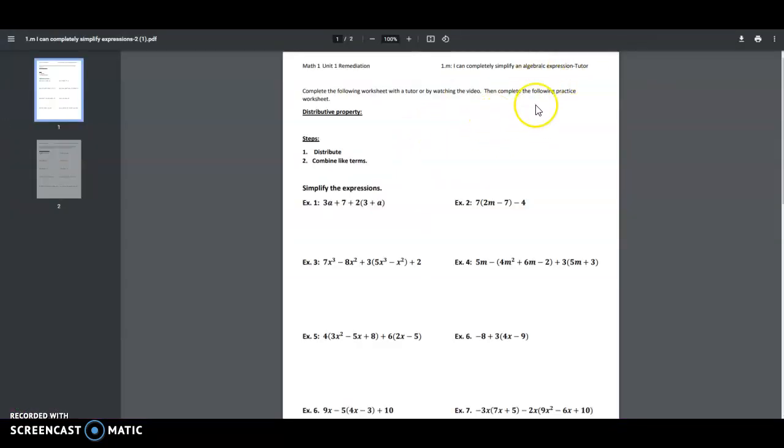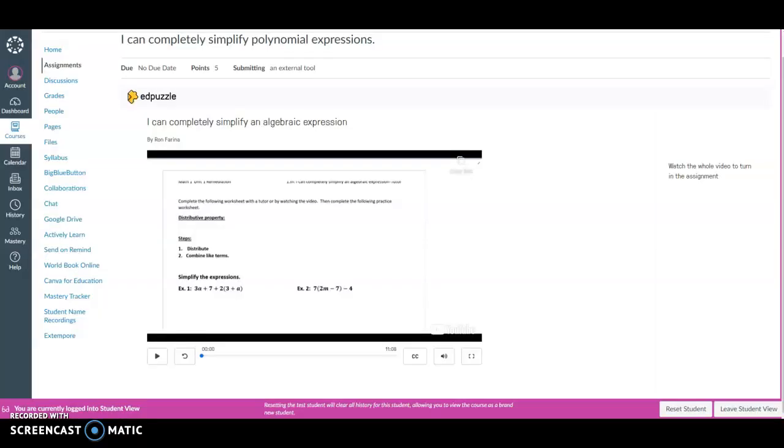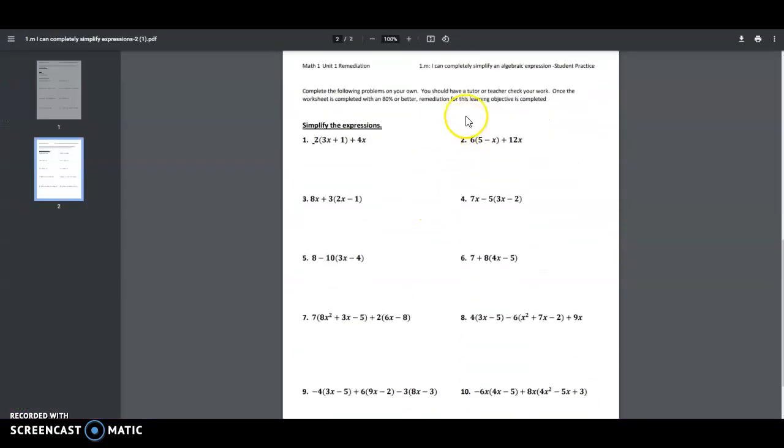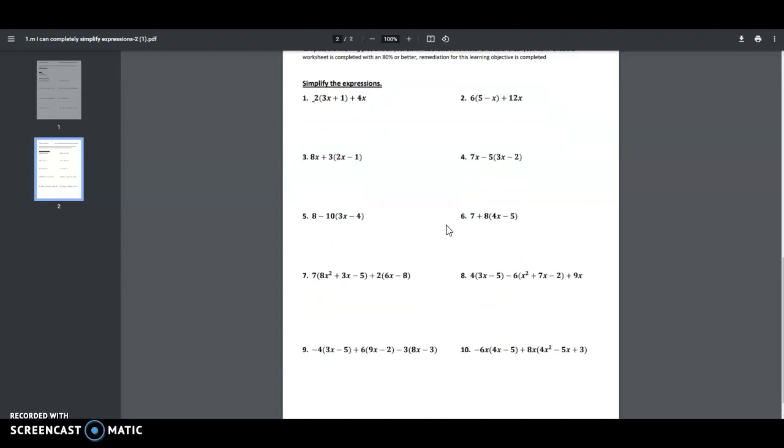So right here, you'll notice that this worksheet is the same as the worksheet in your binder. So what you're going to do is watch a video. You must take notes on the tutor worksheet. Then you will use the tutor worksheet to complete as many student practice problems as you need in order to be confident enough to complete those on the unit review. My suggestion would be to do possibly the odd problems.